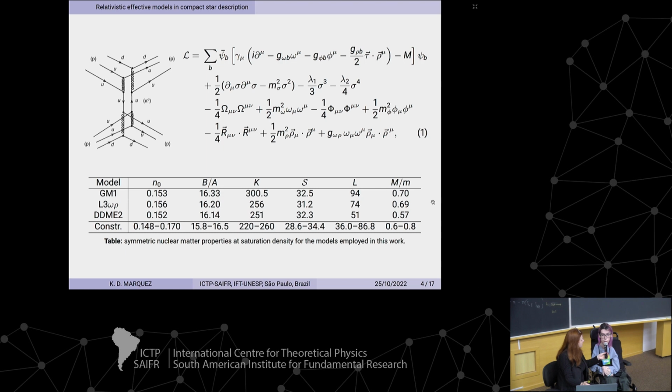So despite how these models more or less agree at the lower densities, they will have very different results when we are far from the saturation density. We can try to constrain them by astrophysical observations of neutron stars. So later on, I intend to talk a bit more about that.